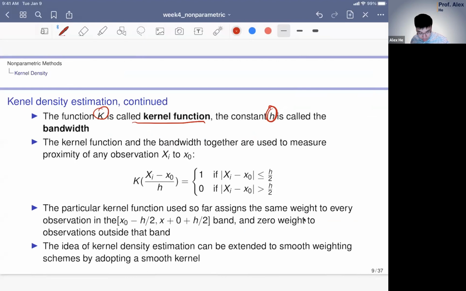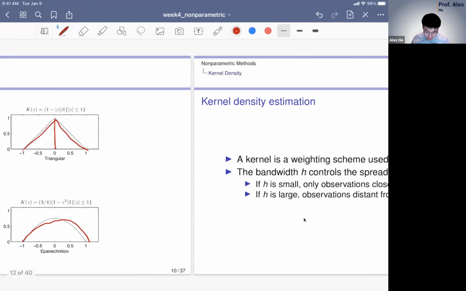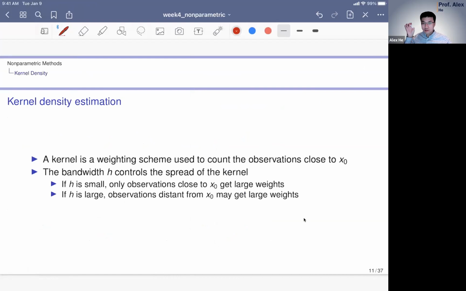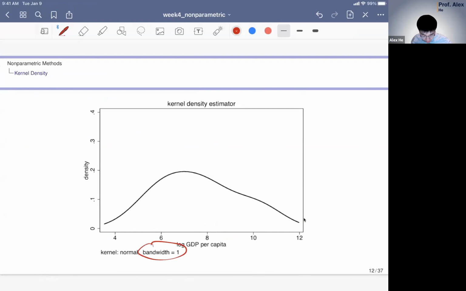So when you have a very big h, you are also taking into consideration the x's that are further away, okay, so that smooths it more. And if h is very small, you're only considering things that are very close, so that is less smooth. If you plot the kernel density, you can see it will be something like this. This is when you choose the bandwidth h equal to 1, using a normal function as the kernel function.